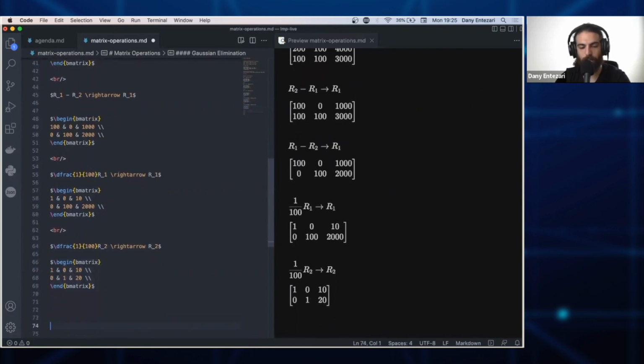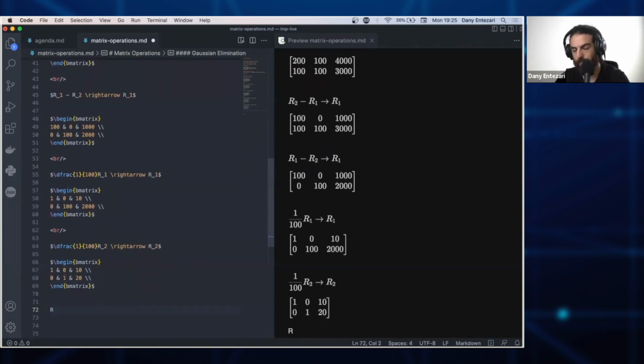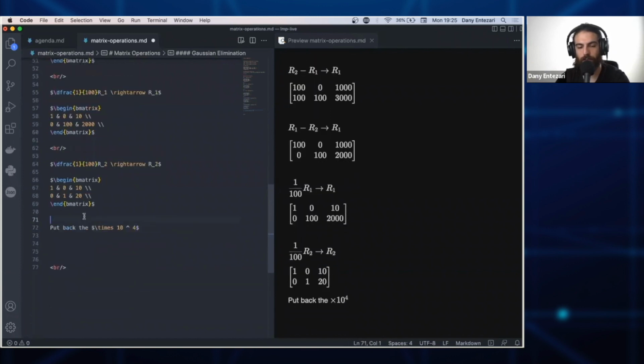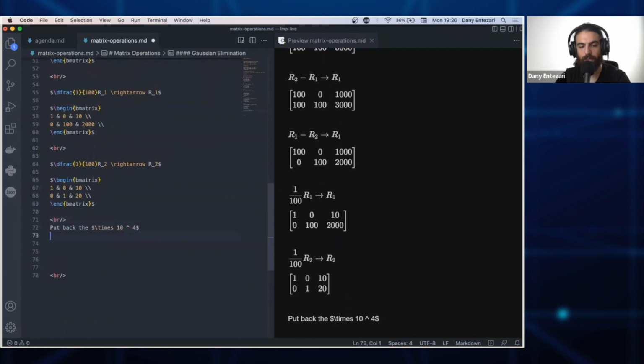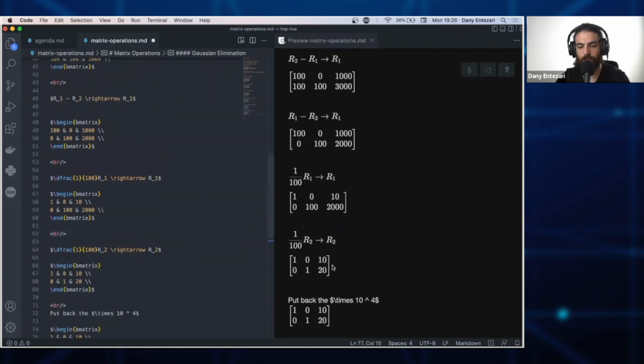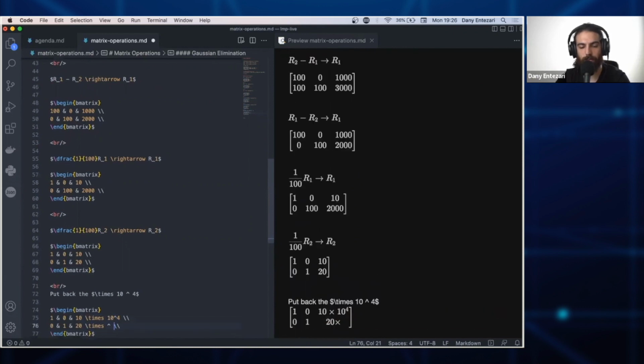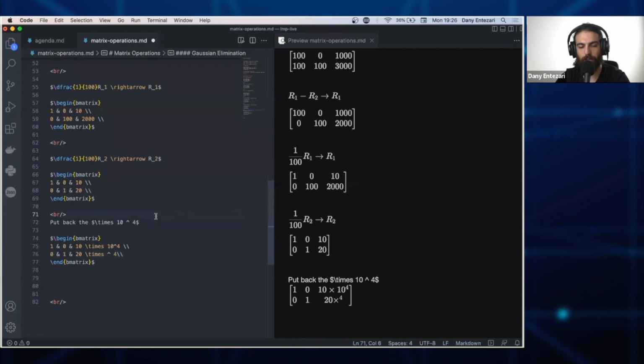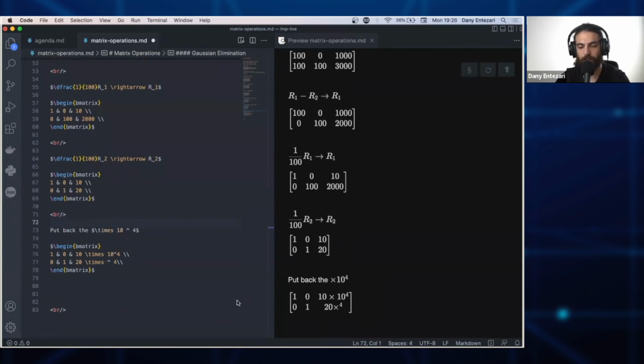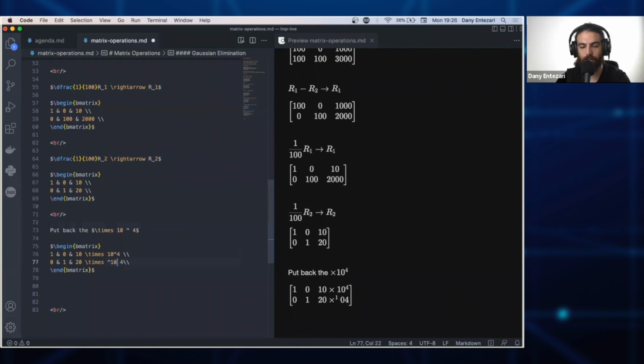If I put back the times 10 to the power 4, we'll get this matrix, sorry, this one, but 10 to the power 4 times 10 to the power 4 times 10 to the power 4. And this is exactly what we had seen in our last session. Right? So what is this?